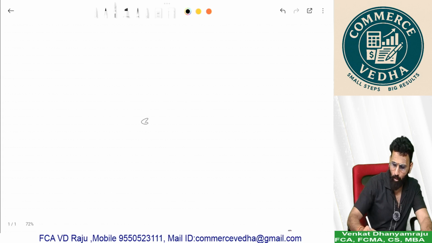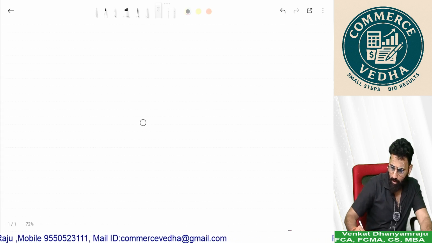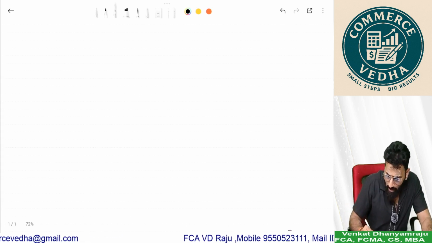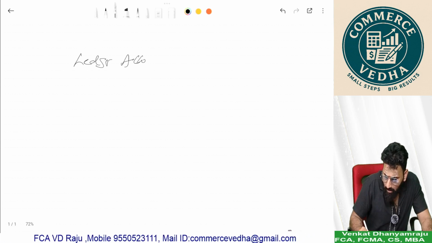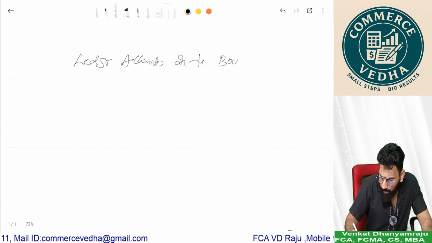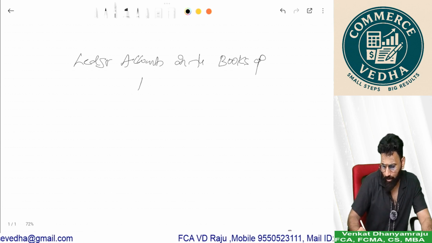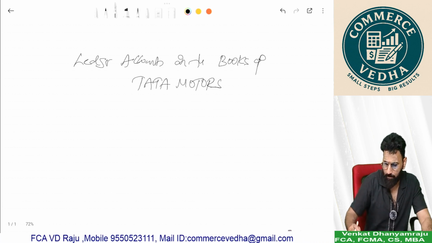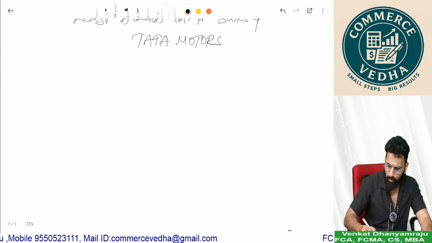Now, how will this transaction be recorded in the books of the vendor? I'm only preparing the vendor account, the ledger accounts in the books of Tata Motors. I'm not passing the entries, but the ledger account. How do we do the ledger account here?